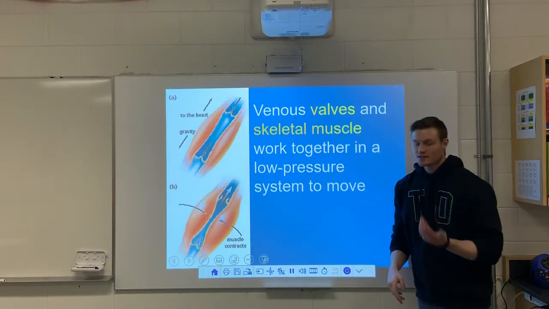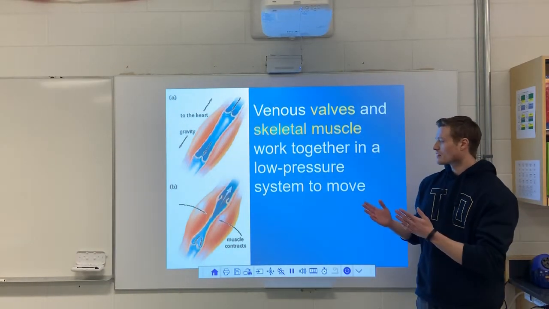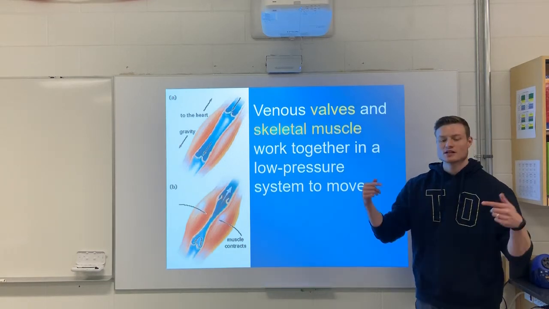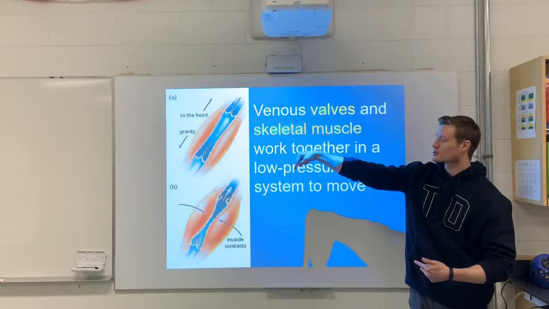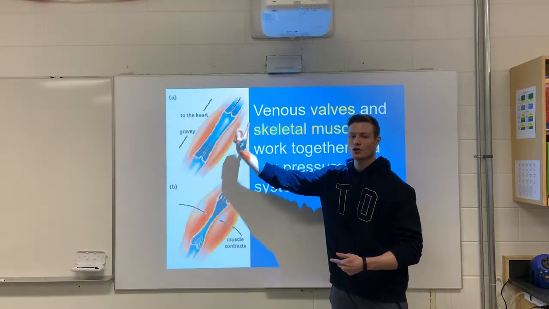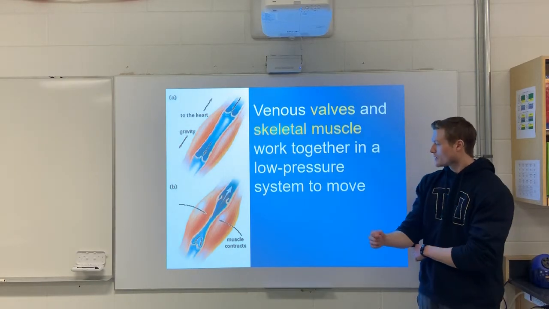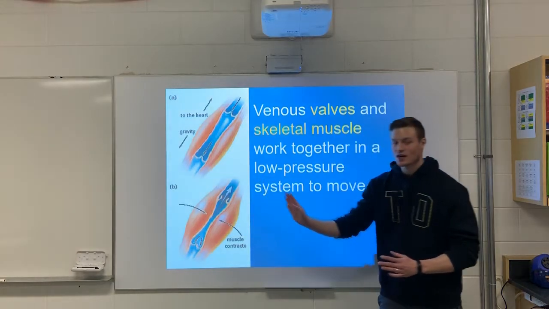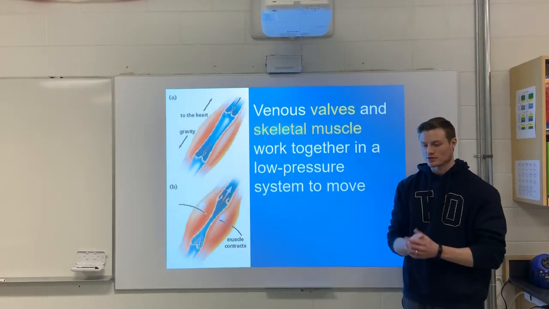So since veins are actually low pressure blood vessels, we have a difficult time actually pushing blood to the heart. Because how are you going to get blood from your foot to your heart if gravity is pushing it this way, but you want to go this way? Well, there's 2 ways your body does this. Number 1 is when your skeletal muscles contract, blood gets pushed up. So your skeletal muscles will contract and actually push blood up towards the heart.